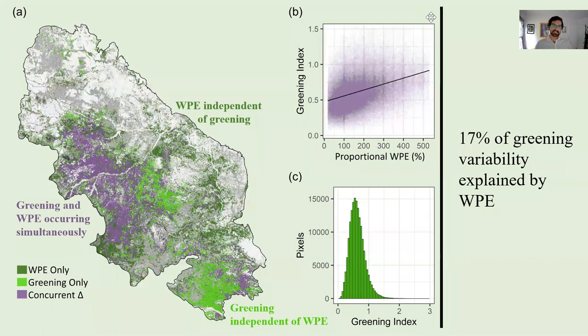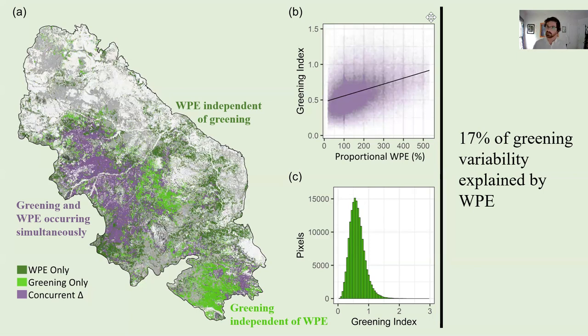Then if we look at the extent that they're being driven similarly, or where they co-occur, we see a large amount of co-occurrence. Anywhere in purple on this map is where woody plant expansion and greening is occurring simultaneously. We do get large areas of independent woody plant expansion and large areas of independent greening, but by far the largest proportional area of grasslands are undergoing both vegetative changes.